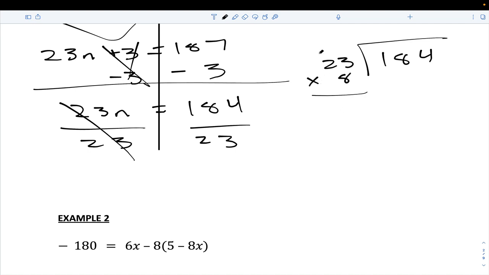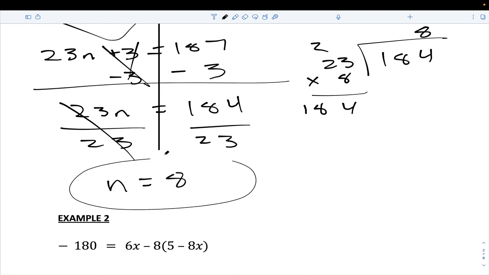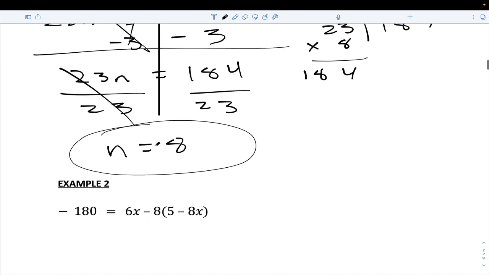23 times 8. Let's see. 8 times 3 is 24. 8 times 2 is 16. Plus 2 is 18. That works. So your n would equal 8. Next problem.